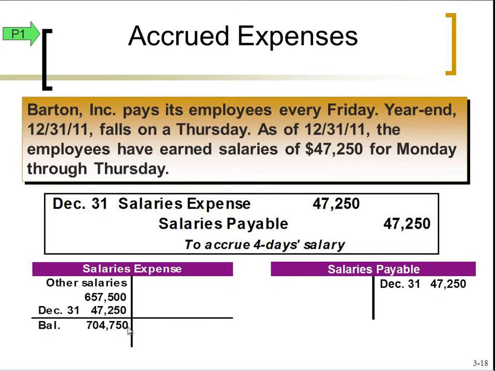Down here, this is just showing that we probably have salaries expense for the rest of the year, and now we have this total balance overall.